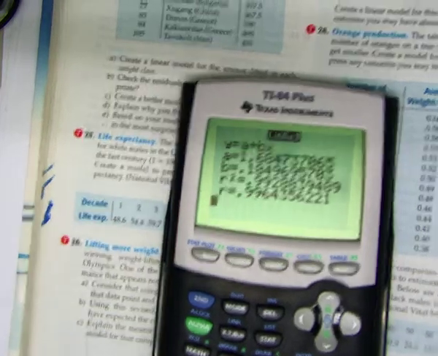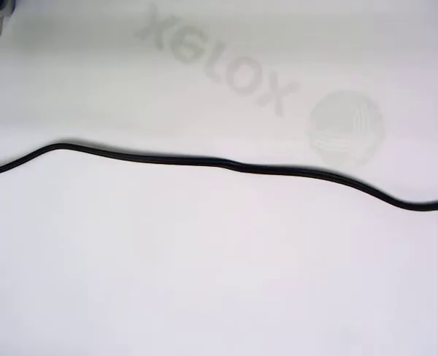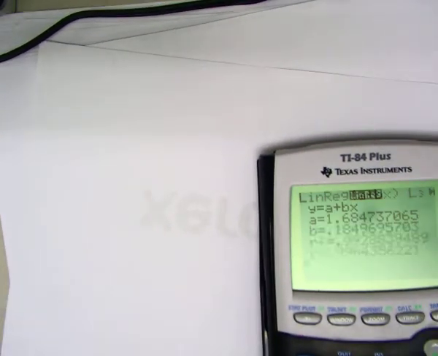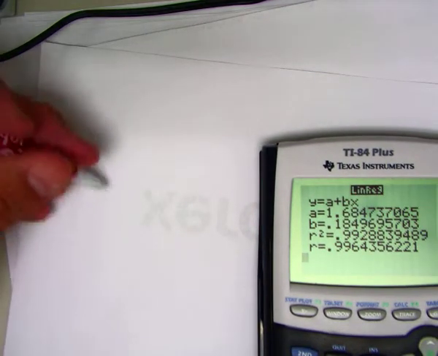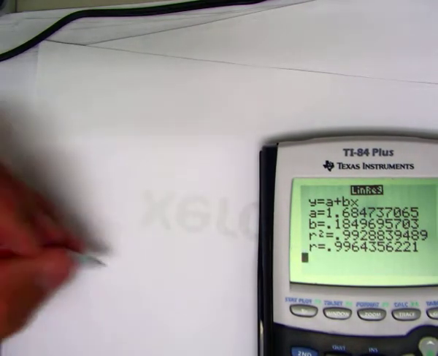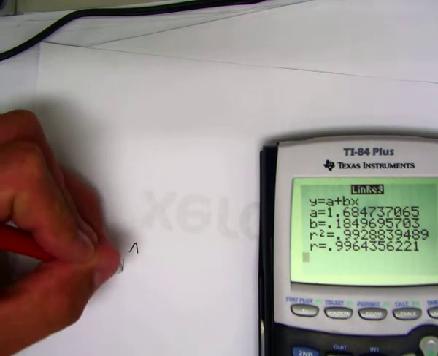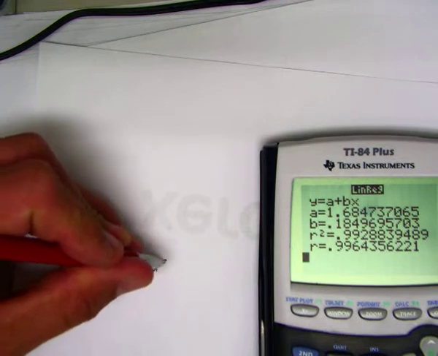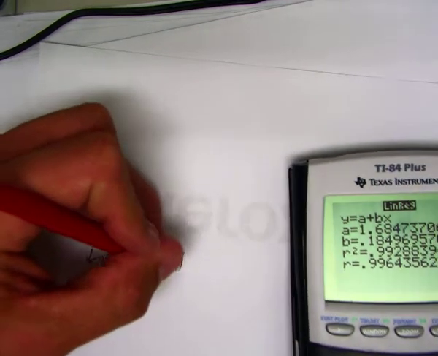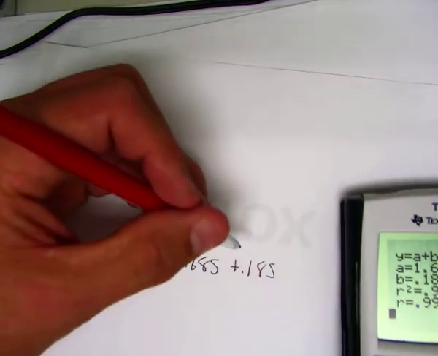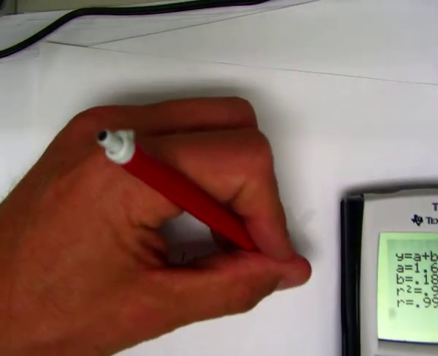So how would we write that? Let's see here. So we're going to do log of predicted life expectancy equals 1.685 plus 0.185 times the log of the decade.